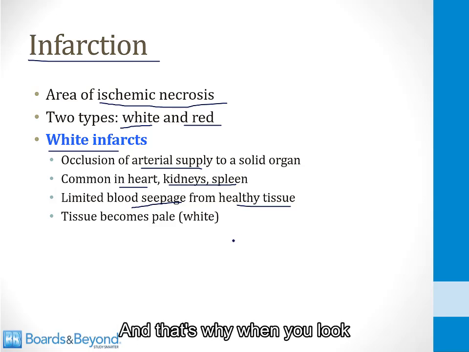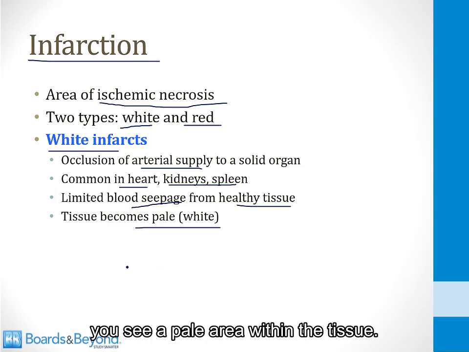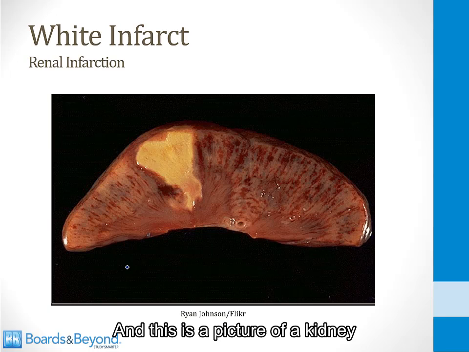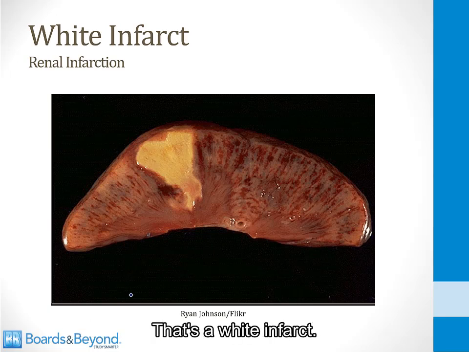And that's why when you look at gross pathology of white infarcts, you see a pale area within the tissue. And this is a picture of a kidney that has suffered a renal infarction, and you can see that there's this white area. That's a white infarct. It's caused by ischemic necrosis.